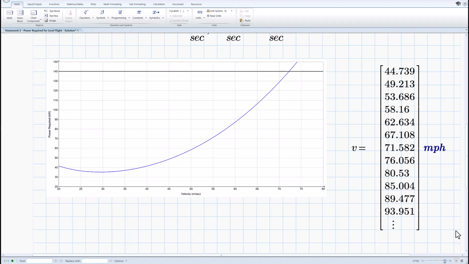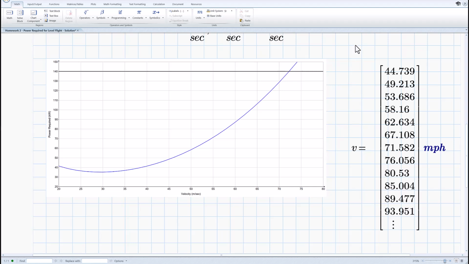So in order to make sense of this, I had to convert everything to miles an hour over here, which is not a big problem for MathCAD. It's pretty good at that. So you can see the maximum predicted speed for this plane is around 73 meters a second. That's the point at which it takes 140 kilowatts to push it through the air.